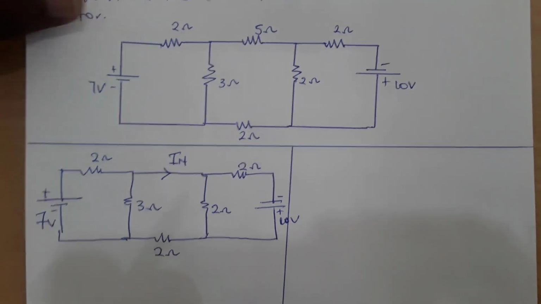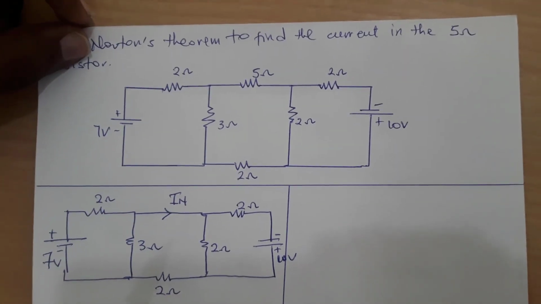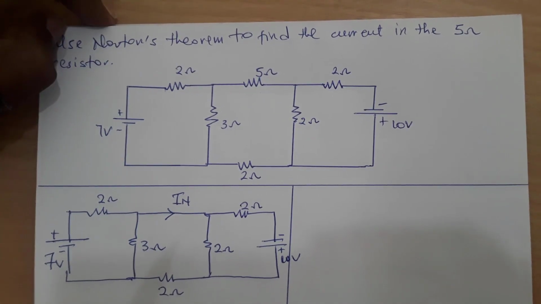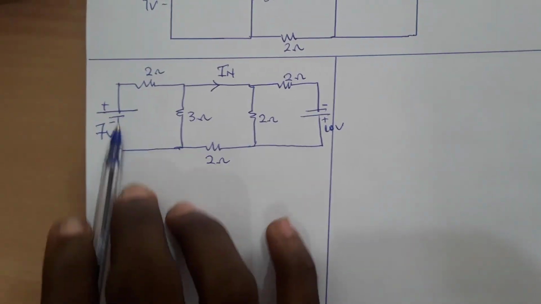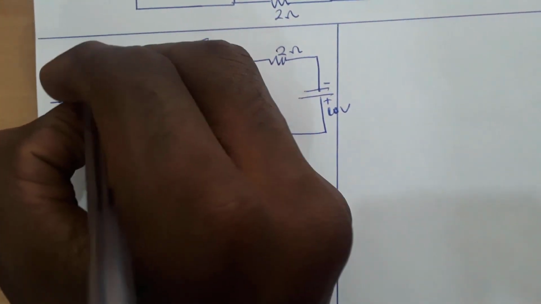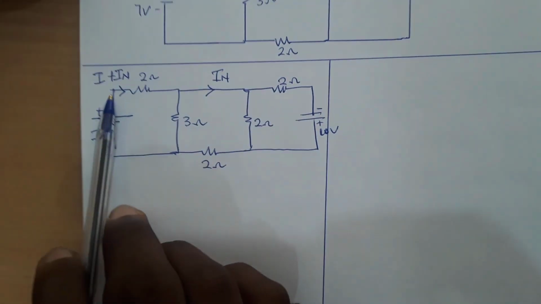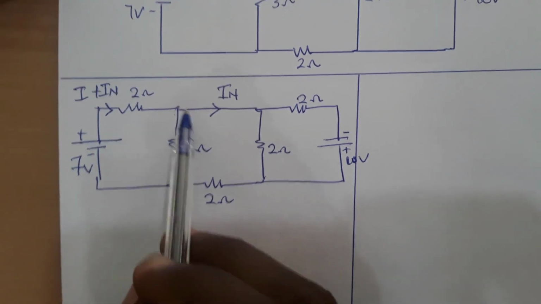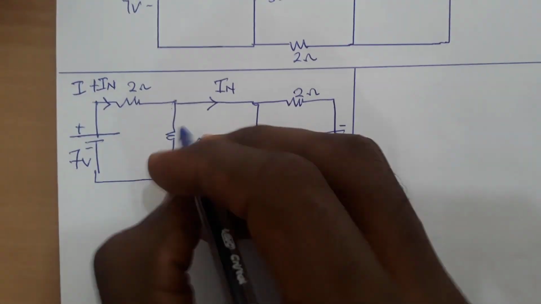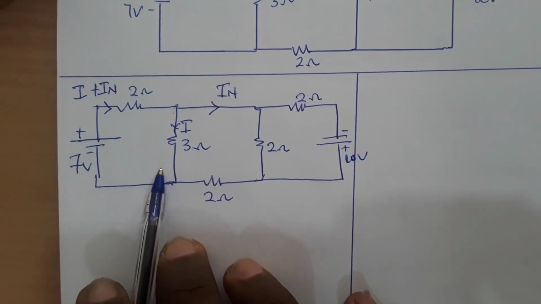From here, what you should do is apply your KCL very well so that you can get the value of IN. So this is what happens. Let's say this 7 volts produces a current, say I plus IN. If I plus IN reaches this node, IN goes here. That means I will flow through this 3 ohm.